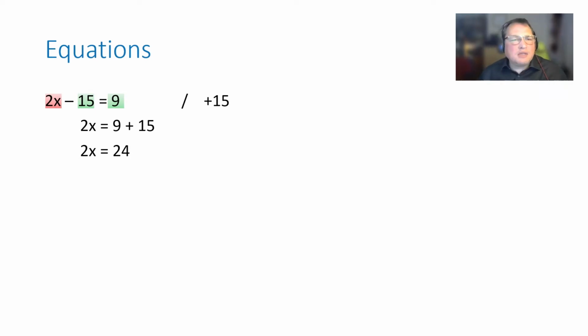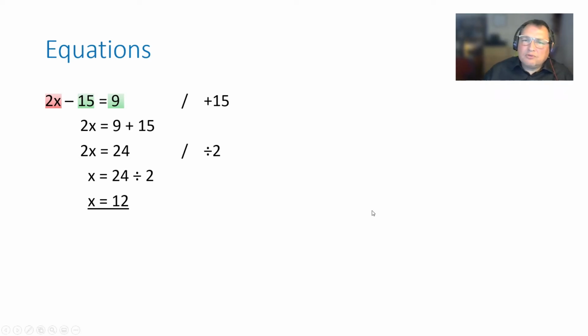With one exception, x is still multiplied by a number 2. So to get rid of this number 2 and get just the lone x on the left-hand side of this equation, we have to divide both sides by 2. So we get x, it's 2x divided by 2, so it's just x, equals 24 divided by 2, and the final step gives us the solution x equals 12. The equation is solved.